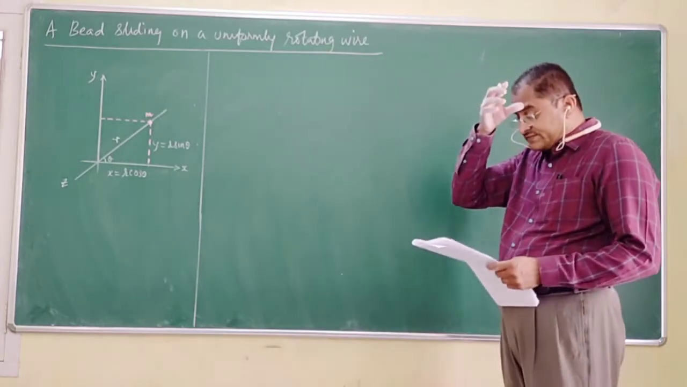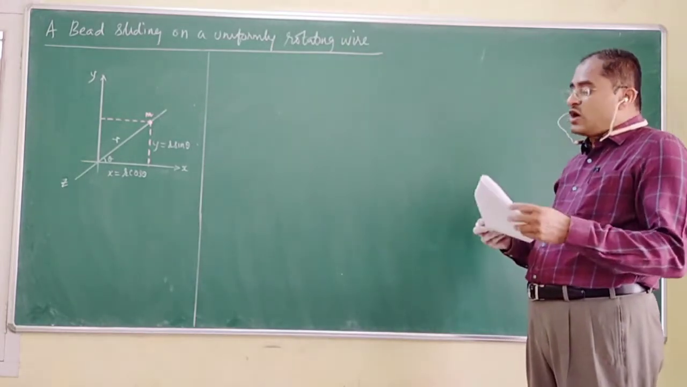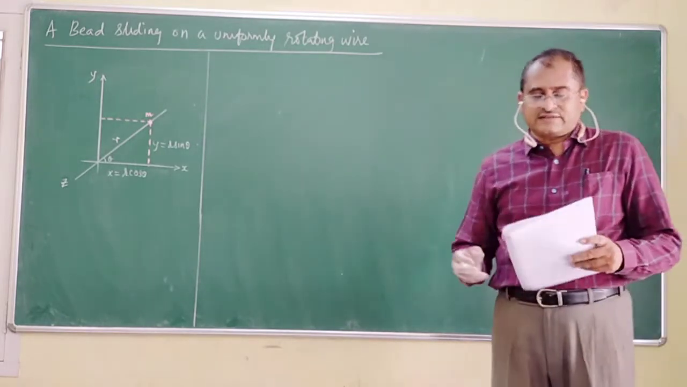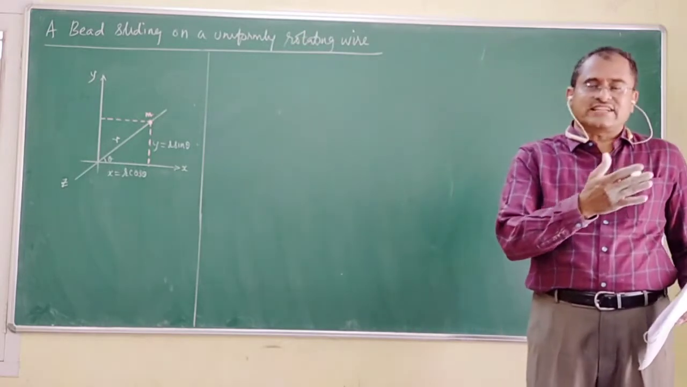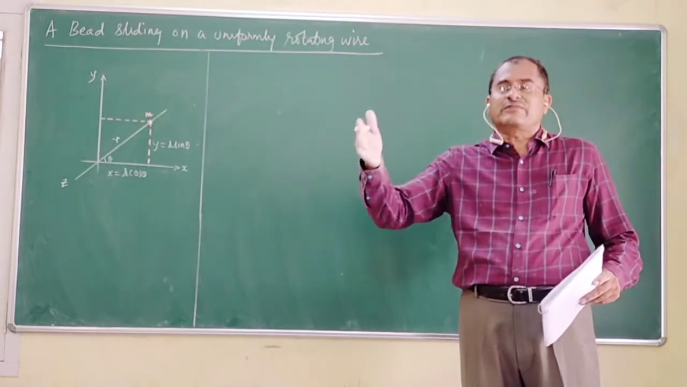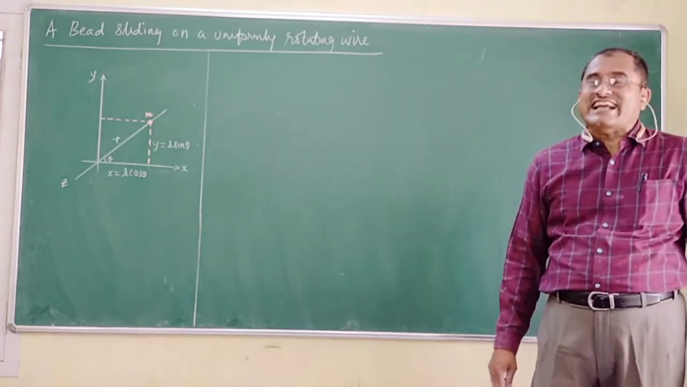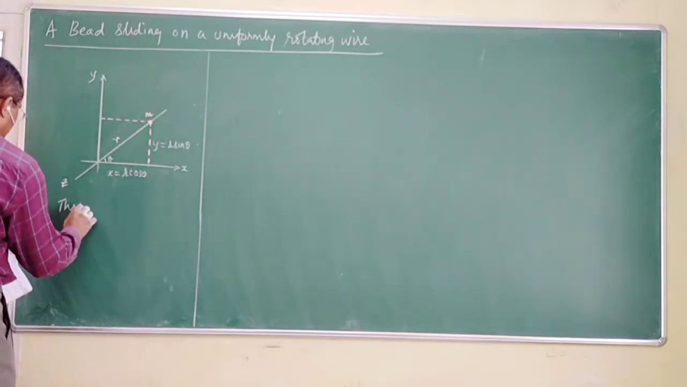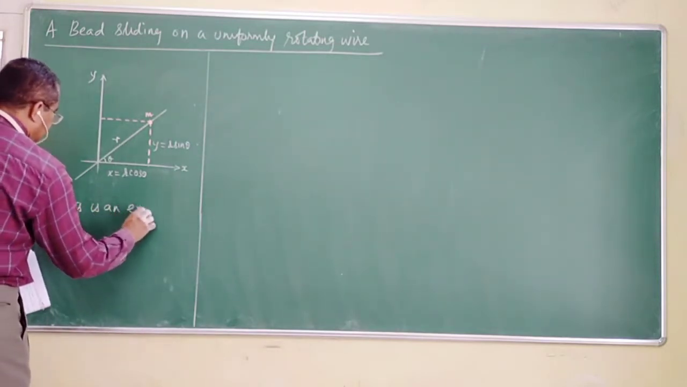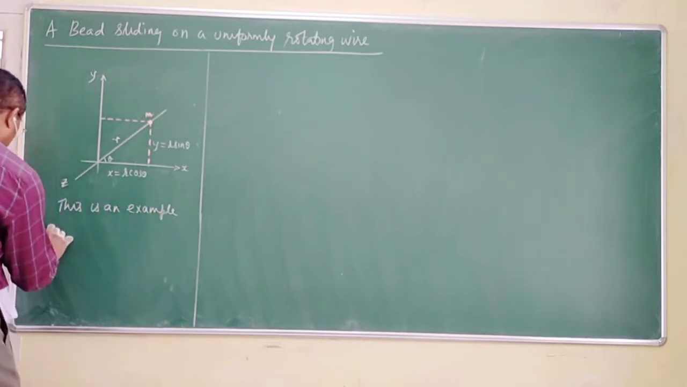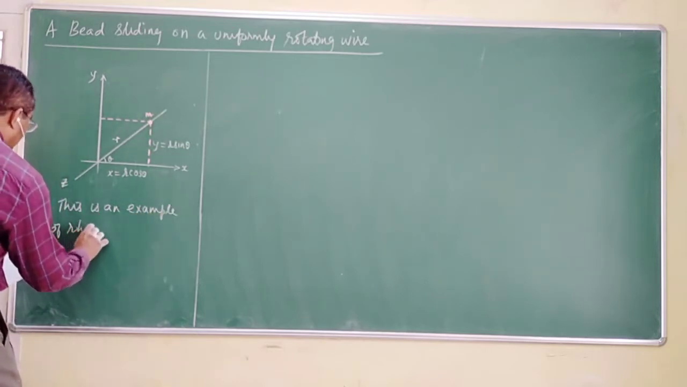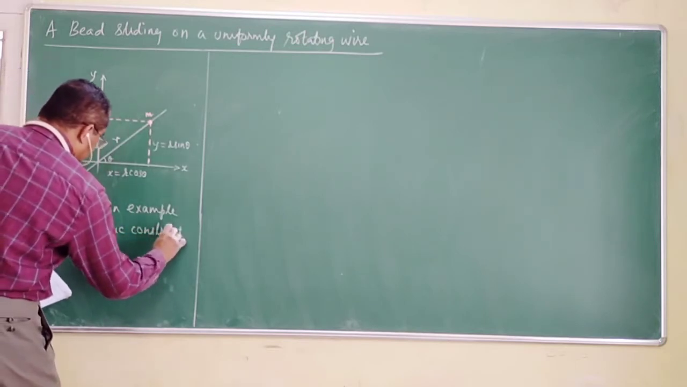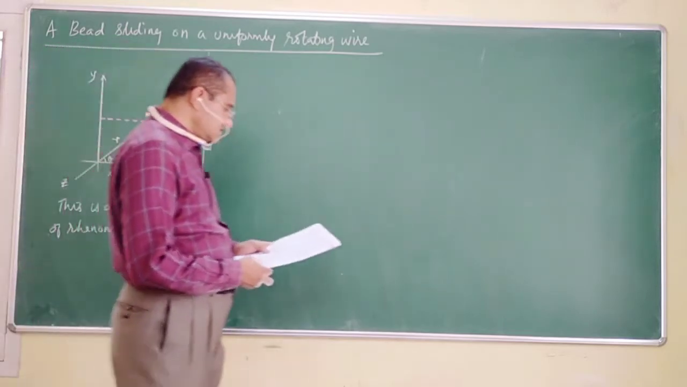Okay, sir? Fine. The constraint involved in the sliding of a bead on a uniformly rotating wire definitely is a function of time, because with respect to time the position of the bead is going to change, and therefore it is an example of rheonomic constraint.